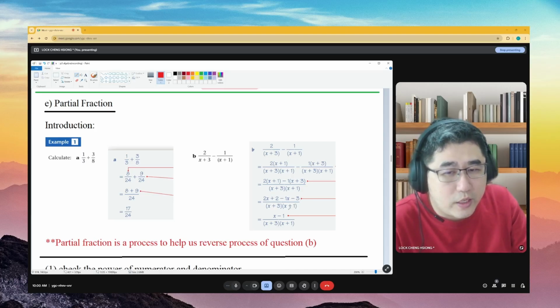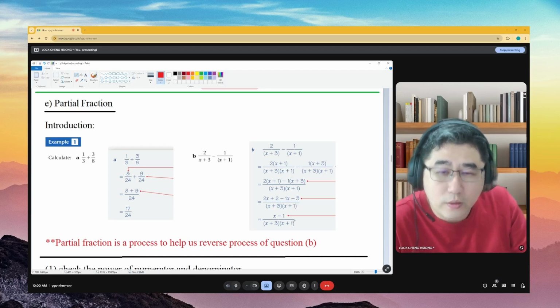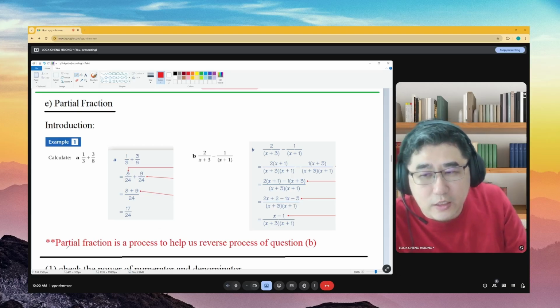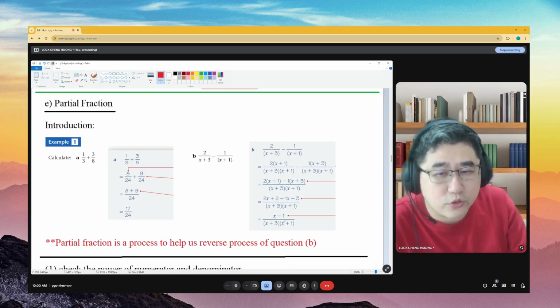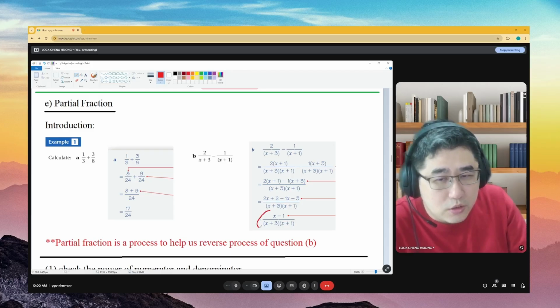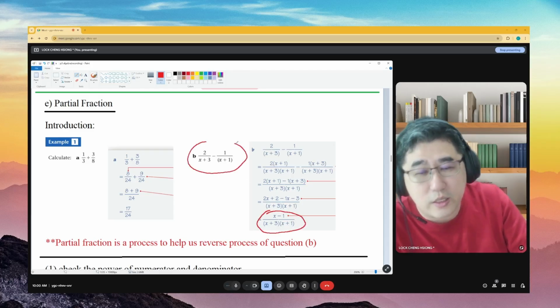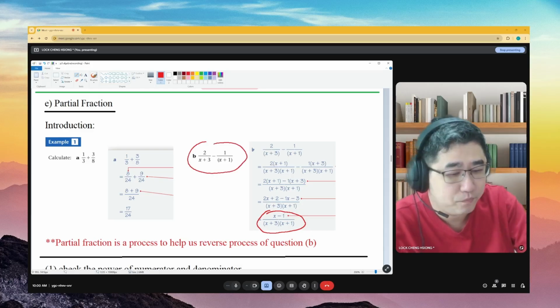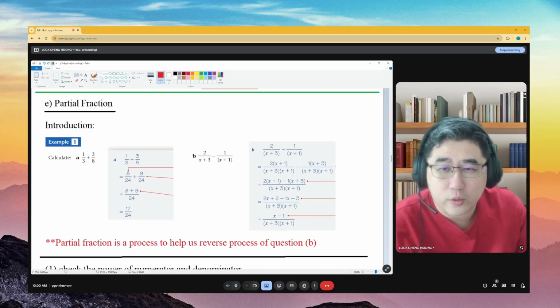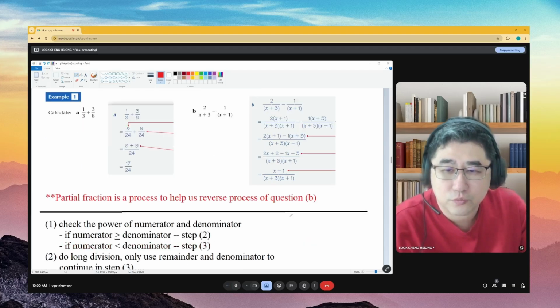Then you simplify the expression. So 2x minus x, you have x. 2 minus 3, you have minus 1. So then x minus 1 over (x plus 3)(x plus 1), this is your simplified fraction. We combined them to become a single fraction. So what exactly is a partial fraction? Partial fraction is a process to reverse the process of question B. That means this is the question, this is the answer, because we want to reverse the process. So the thing will be, how do we actually do the questions?